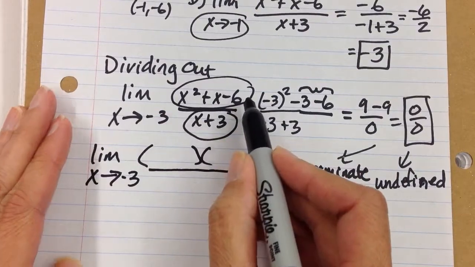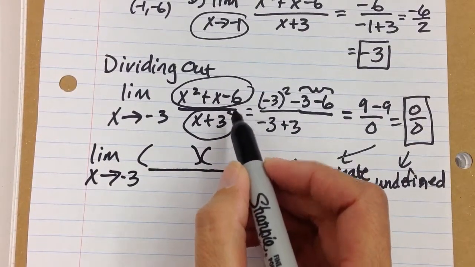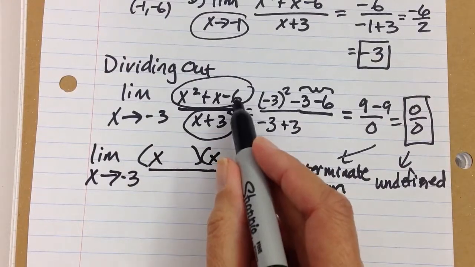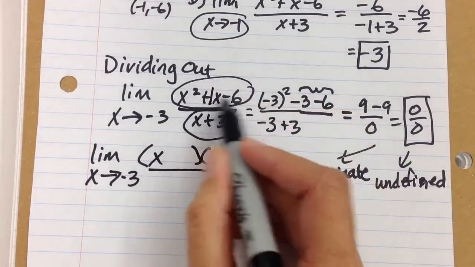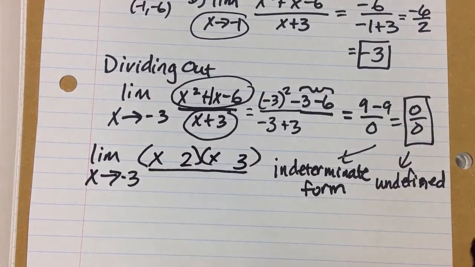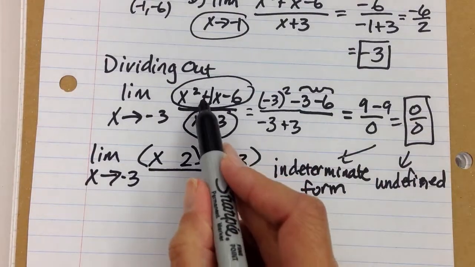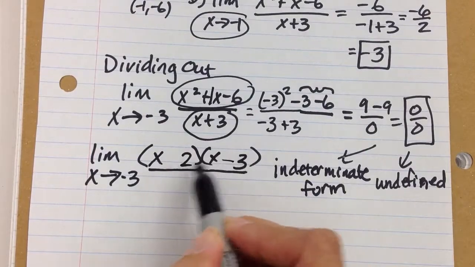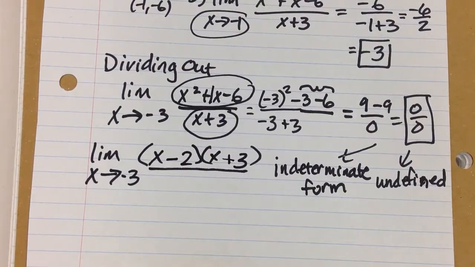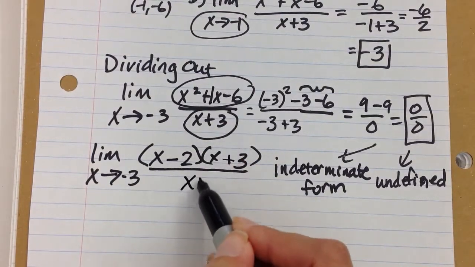Let's factor x squared plus x minus 6. So my x squared is going to be x times x. My 6 is differing by a factor of 1, so that'll be 2 and 3, because 2 times 3 equals 6. 3 minus 2 is 1. I want a positive 1, so positive 3, negative 2. That's how we're going to factor that. The bottom, x plus 3, doesn't factor.